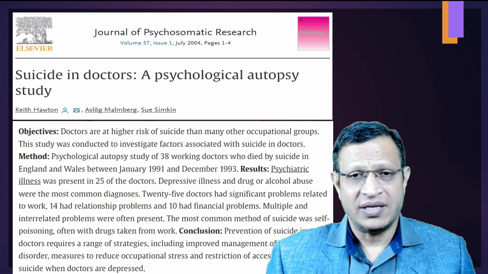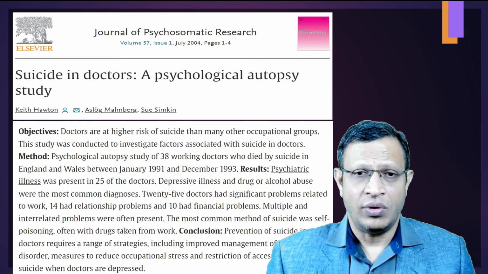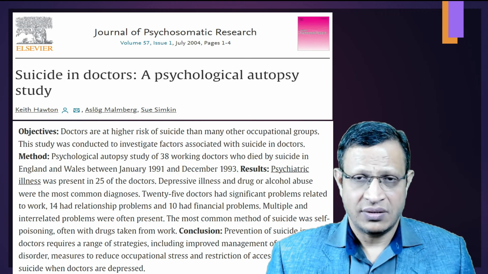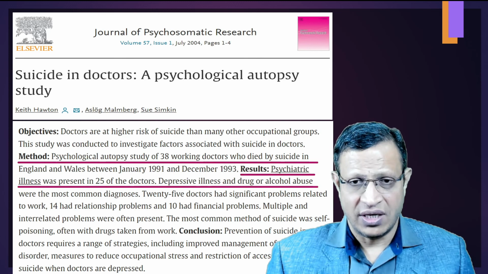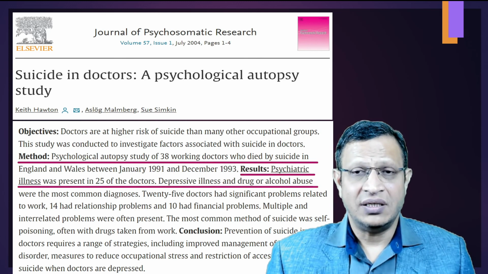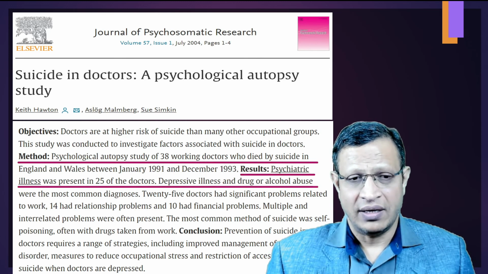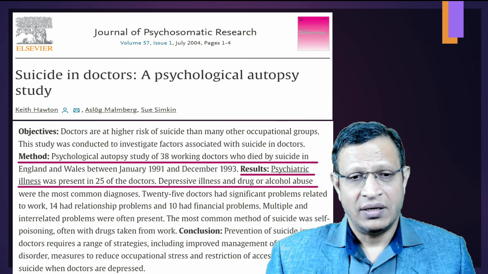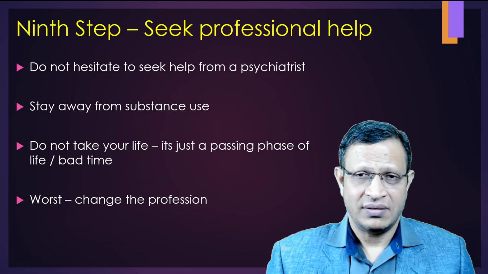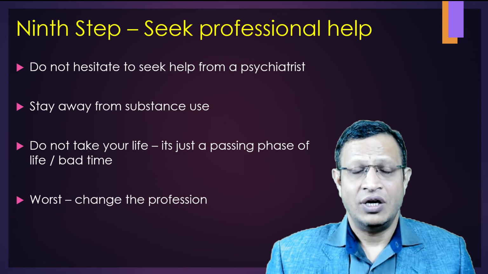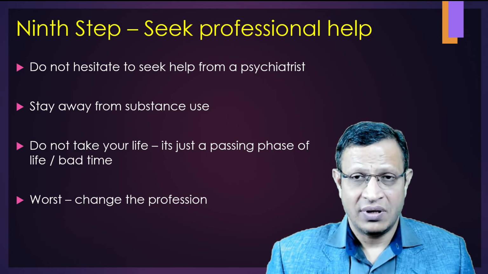There was an important study published in 2004 in the Journal of Psychosomatic Research. Suicide in doctors, a psychological autopsy study was done. In this study, of 38 working doctors who died by suicide, they found that psychiatric illness was present in 25 doctors, my dear friends. Hence, do not hesitate to seek help.